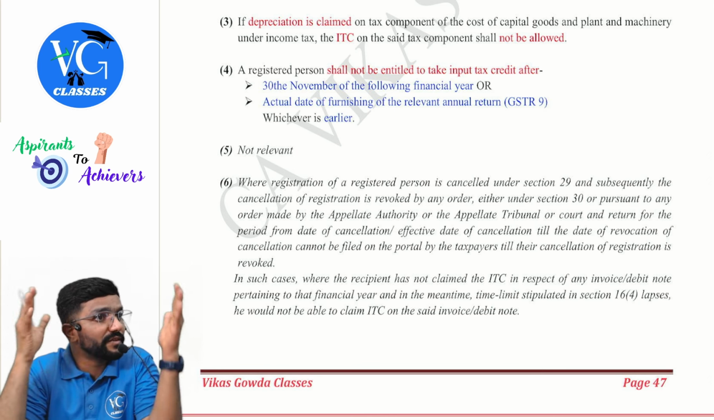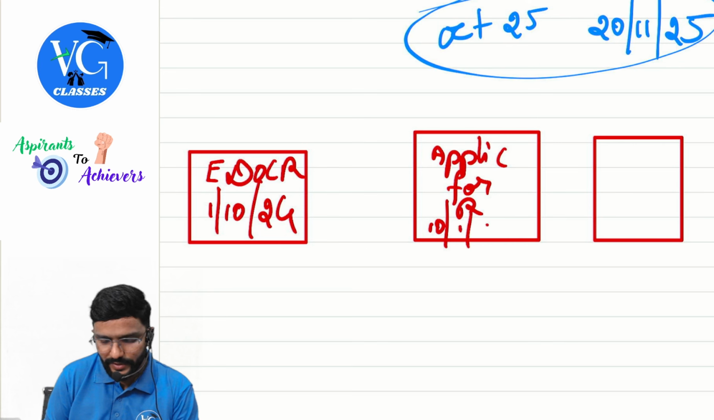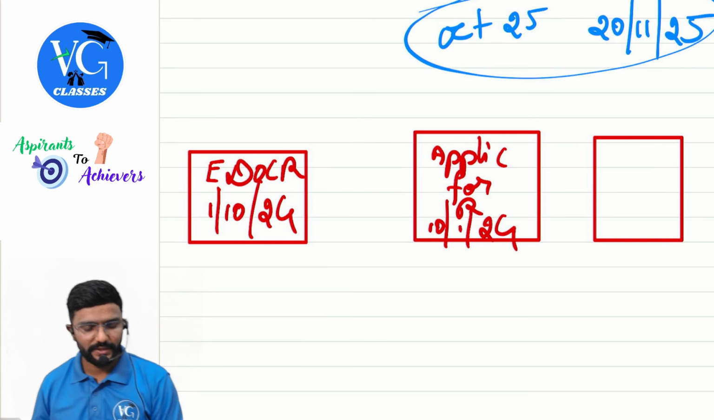Listen, guys. Effective date of cancellation of registration, let me take it as 1st October 24. Now, I applied for revocation on 10th January 24. 10th January.